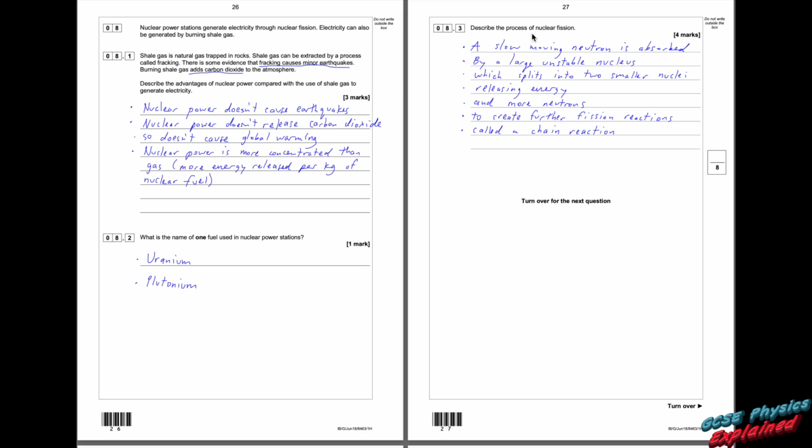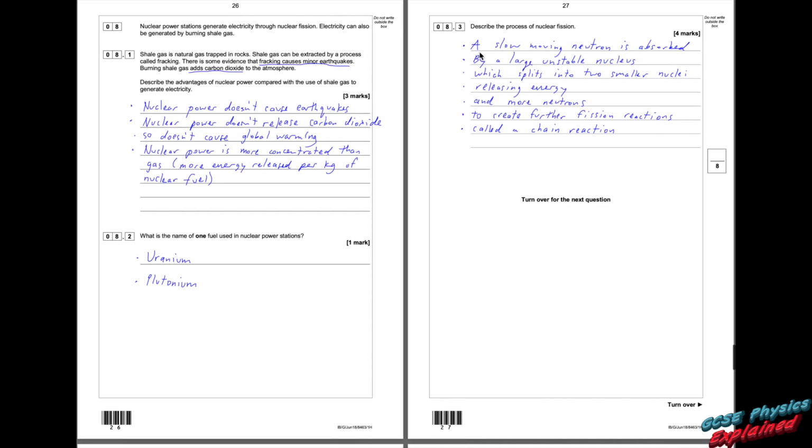Part 3. Describe the process of nuclear fission. Okay, so just in case this is the 6-mark question in the future, I've popped a lot of detail here. Fission. A slow-moving neutron is absorbed by a large unstable nucleus, such as uranium or plutonium, which will split into 2 smaller nuclei. Make sure you say the words large and then smaller. That'll release energy. And also, more neutrons get released. And those neutrons could create further fission reactions called a chain reaction.